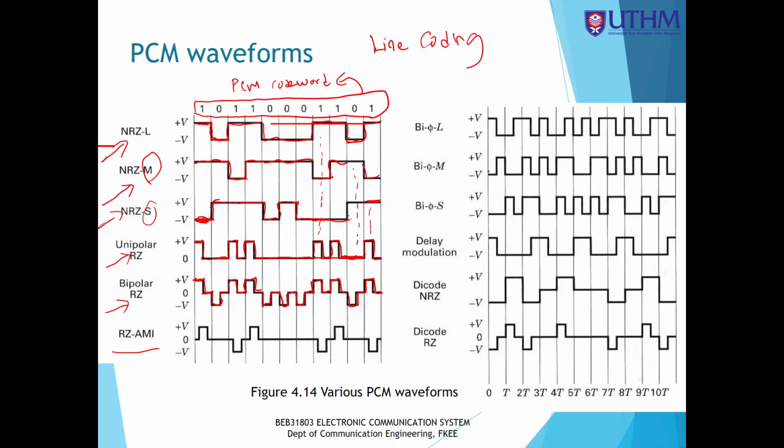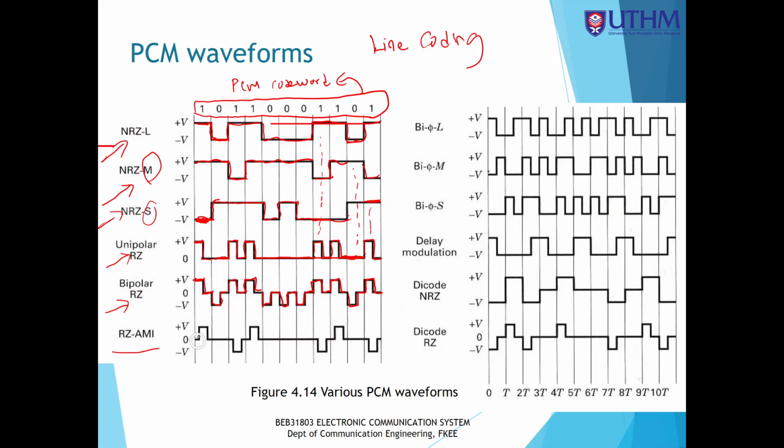Return to 0 AMI, alternate mark inversion. So in this case, this is a type of return to 0. That means it will alternate the output polarity every time we have an input of logic 1. So every time there is a logic 1, it will change polarity for half of the bit time and then return to 0. Okay, so you see that here initially we have input logic 1.